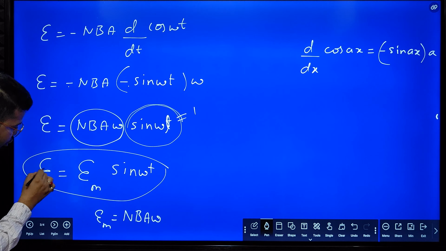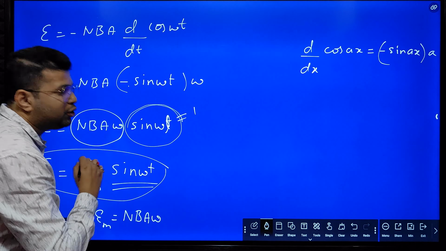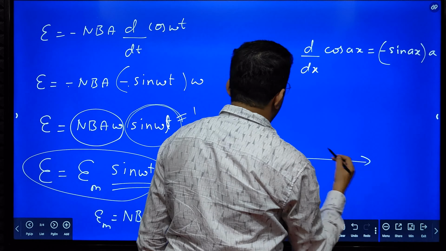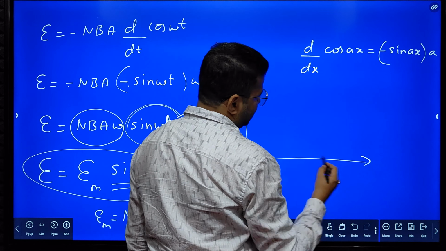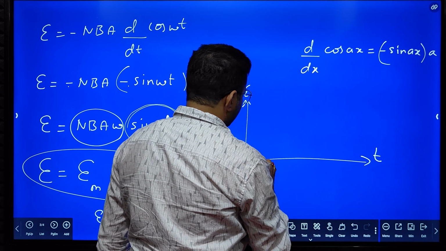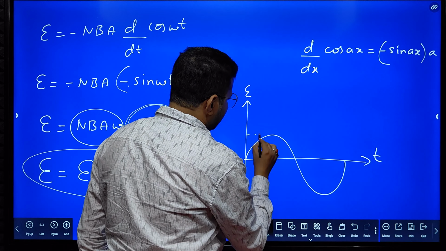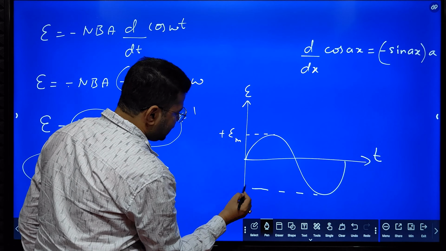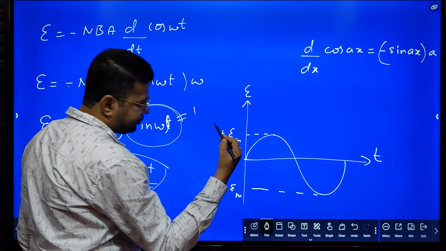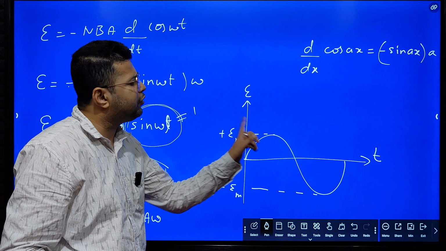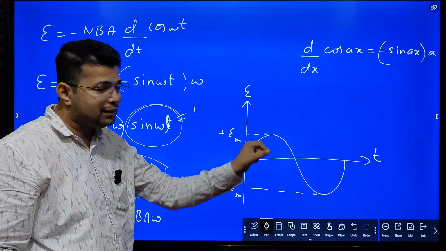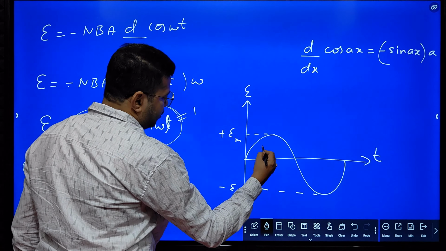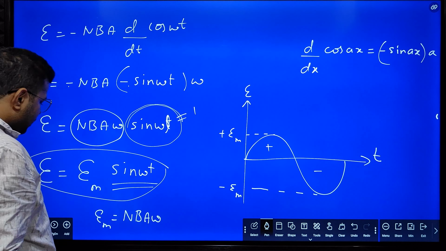Now you can see induced EMF in the coil is varying sinusoidally. Means if you plot a graph of induced EMF versus time, you get a graph something like this, wherein this is plus Em, this is minus Em. And if you calculate the average value of induced EMF in one cycle, that average value will be equal to 0, because this is plus and this is minus.